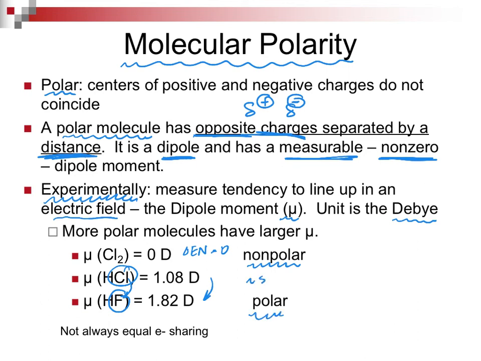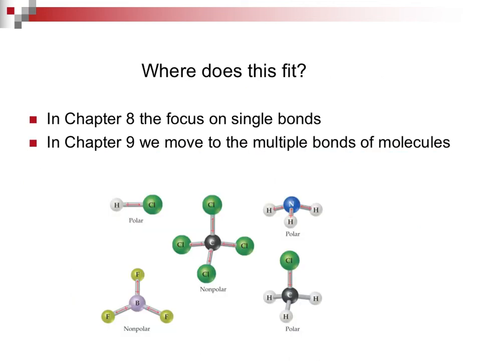This is like slightly polar. I mean, it's hard to really put names on these things. But what it definitely says to us is we are not always going to have equal electrons shared. They'll be shared equally when the atoms are alike in a bond, but if we have different atoms, they will not be shared equally. So where does this fit? Well, in this section, we've just focused on a single bond. When we go on to Chapter 9, you will have actual molecules.